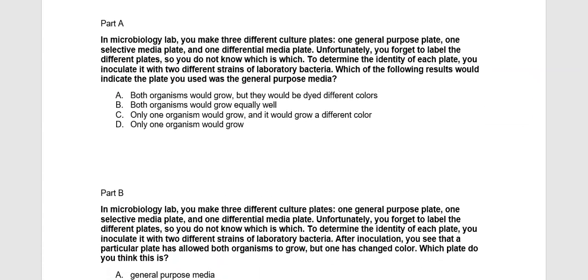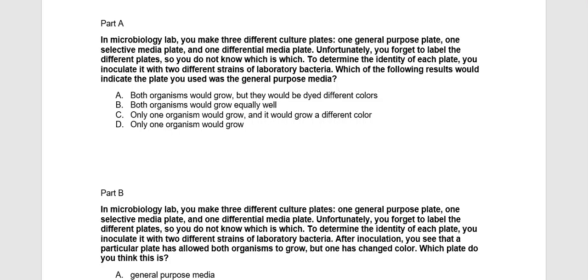So for part A in microbiology lab, you make three different culture plates, one general purpose plate, one selective media plate, and one differential media plate. Unfortunately, you forget to label the plates and you don't know which is which. To determine the identity of each plate, you inoculate it with two different strains of laboratory bacteria. Which of the following results would indicate that the plate you used was a general purpose media?